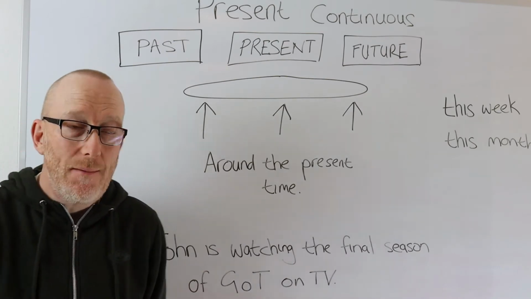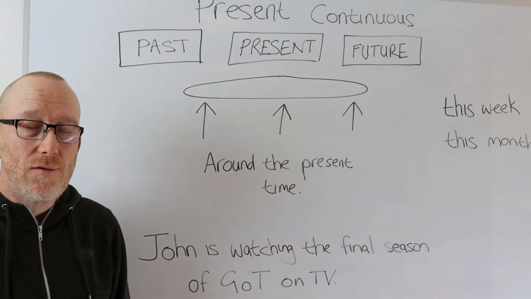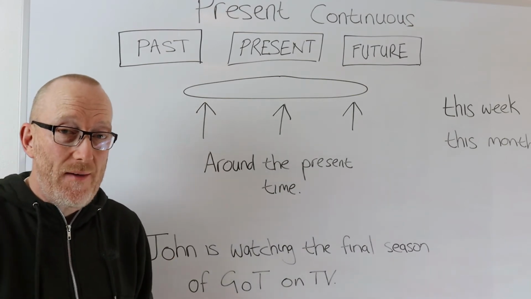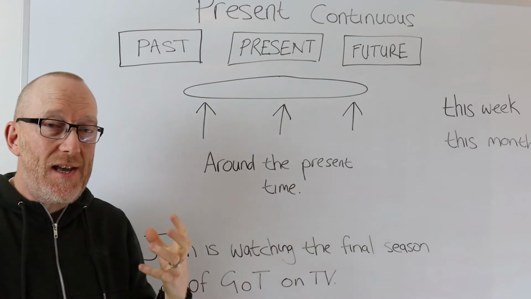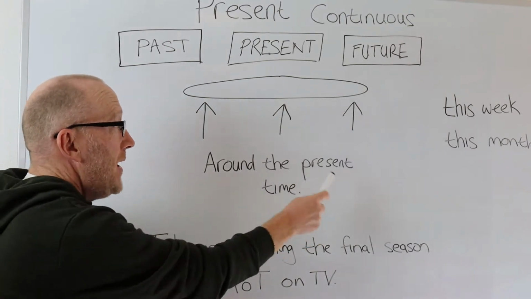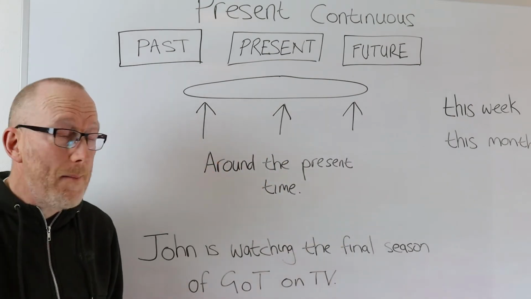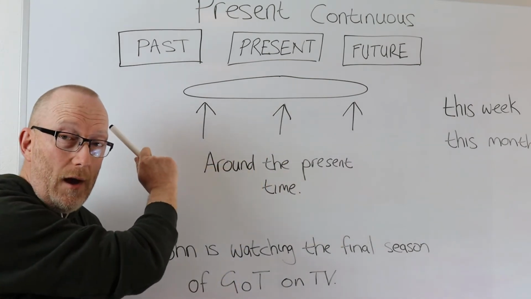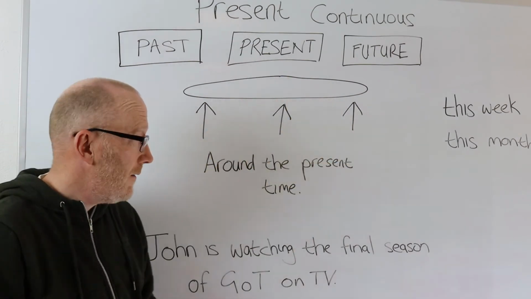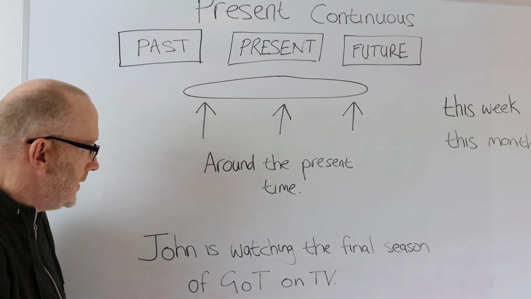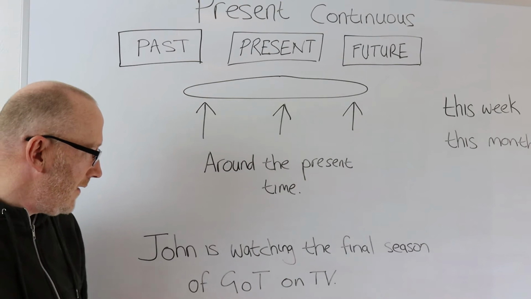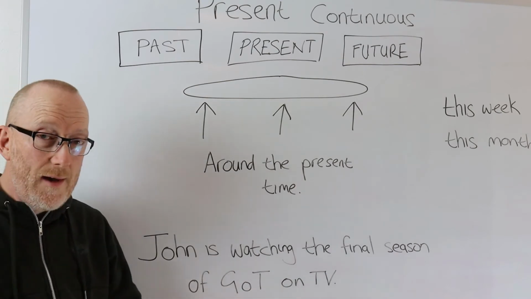And you can see in this example that we're not describing an action that is happening right now at this moment in time. We're actually using the present continuous to describe an action that's happening around the present time. So it might have started a few days ago or a few weeks ago, and it might continue for a few more days or a few more weeks. Here's the example that I have for you. John is watching the final season of Game of Thrones on TV.